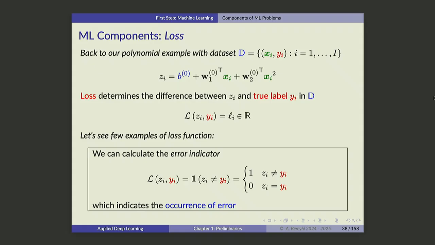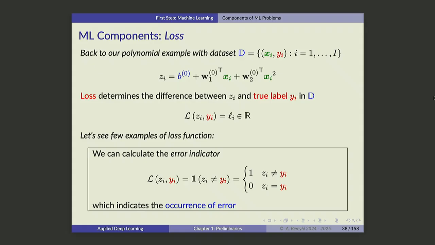Because when z and y are the same, it's the smallest value possible, 0. If z and y are not the same, the value is going to get larger, which is 1, right? You can replace 1 with 10,000, and it's still the same thing. So this is still a loss function, correct? This is what we call the error indicator. And as I said, in the classification problem, it's going to be helpful, right?